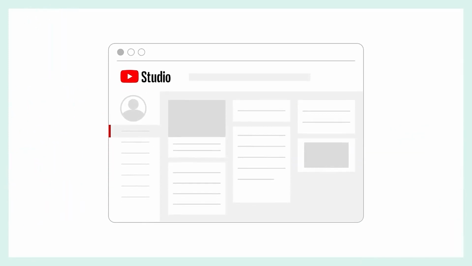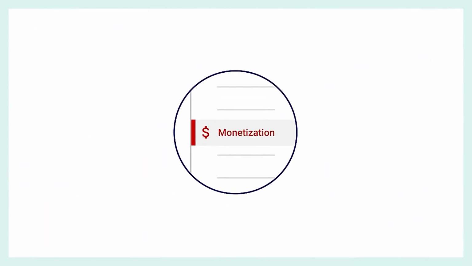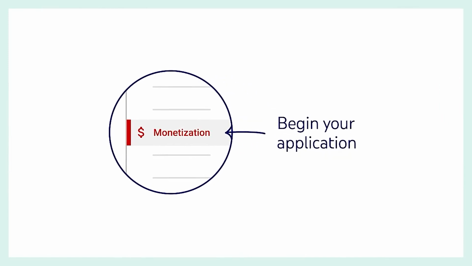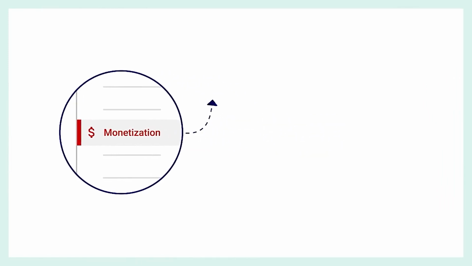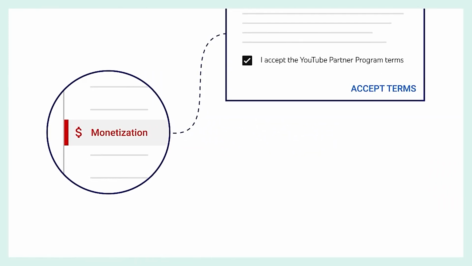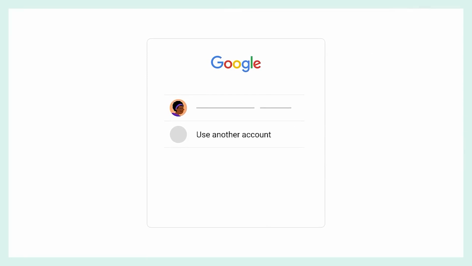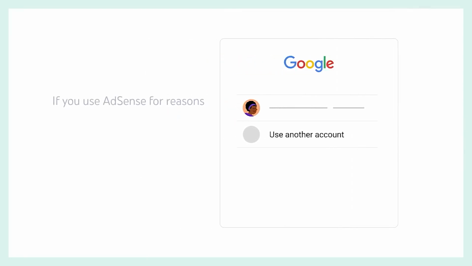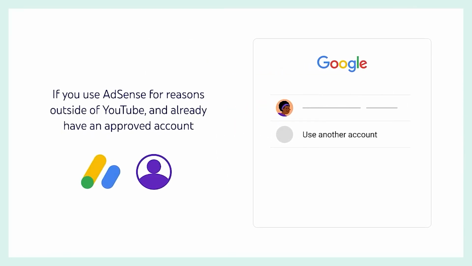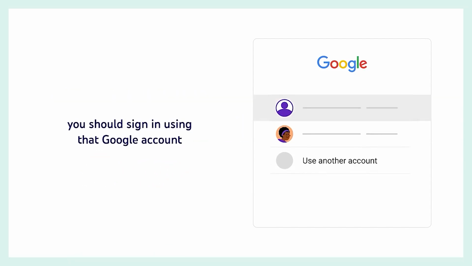First, sign into YouTube Studio on desktop. Go to Monetization in the left menu where you'll begin your application. From there, review and accept the YouTube Partner Program terms. Then, click Start on the Sign Up for Google AdSense card. Then choose which Google account you would like to use for AdSense. Note that if you use AdSense for reasons outside of YouTube and already have an approved account, you should sign in using that Google account.